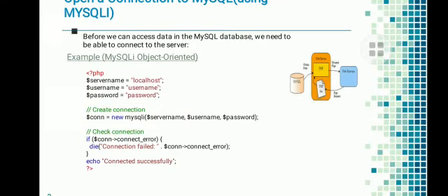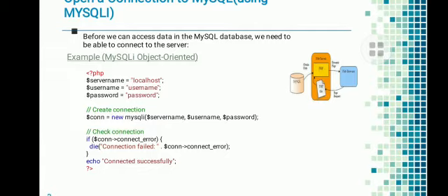Before we can access data in the MySQL database, we need to be able to connect to the server. The PHP Data Objects extension is a database abstraction layer. It is like an interface for the backend to interact with the MySQL database and make changes without making any change in the PHP code.